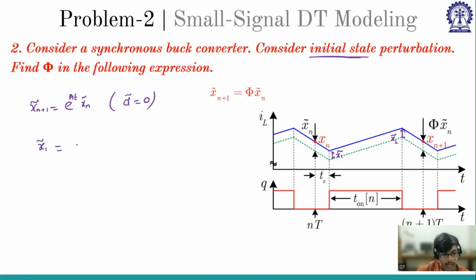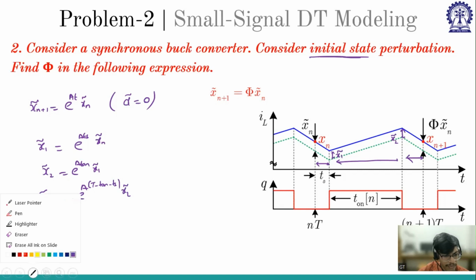x1 perturb is e to the power A into what is the time period? Ts. So this time period is Ts, right? e to the power A Ts into xn perturb. And x2 perturb is e to the power A into what is this time? T on, right? e to the power A T on into x1 perturb. And xn plus 1 perturb is e to the power A, what is this time? T minus T on minus Ts. e to the power A (T minus T on minus Ts) into x2 perturb. So I have three sets of equations.